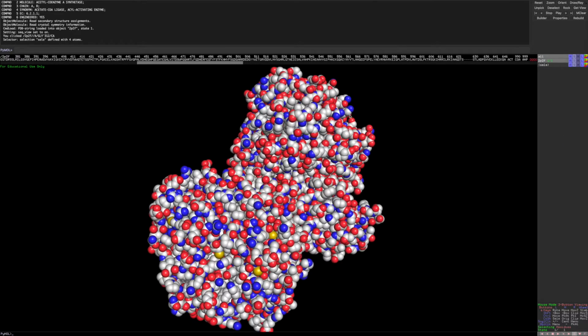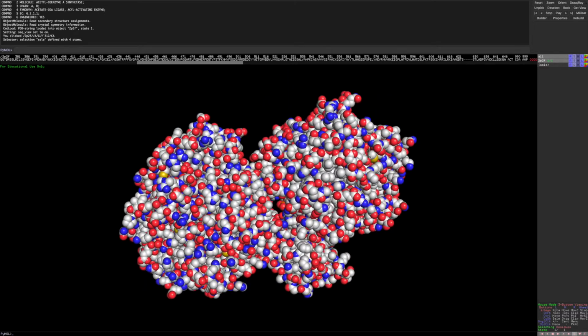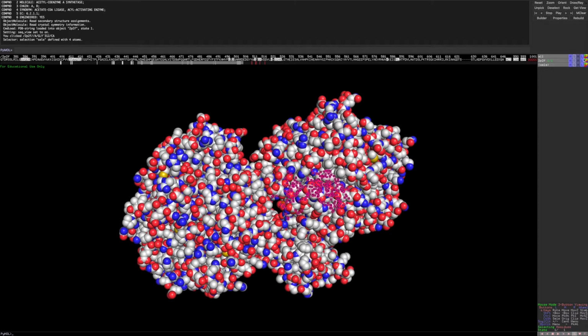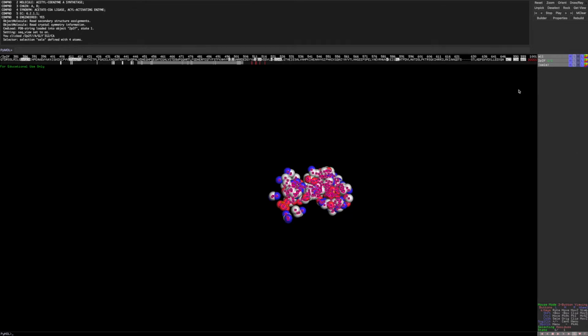So if we just wanted to see the active site, we can click on this coenzyme A and this AMP. We can select around them, so we'll modify these, and expand, let's say by 5 angstroms. We'll hide everything else that's not selected. And so this is that region.